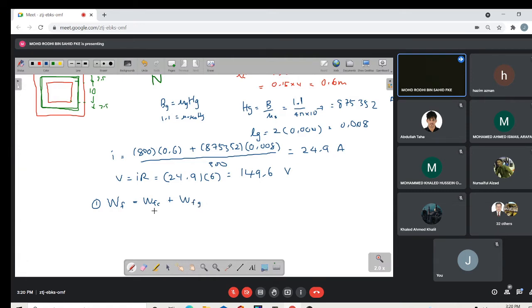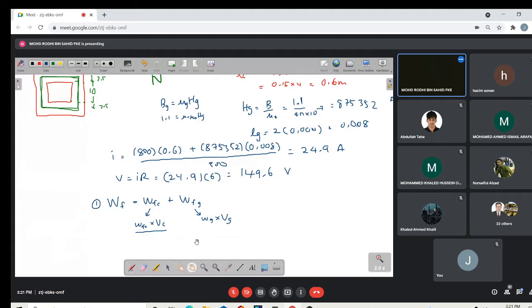So what is the WFC here? It is the field density of the core multiplied with the volume of the core, right? And this one is the field density of the air gap multiplied with the air gap volume. Okay, so this is the basic equation for the field energy.